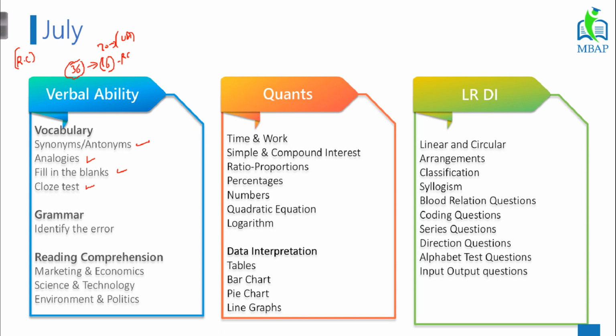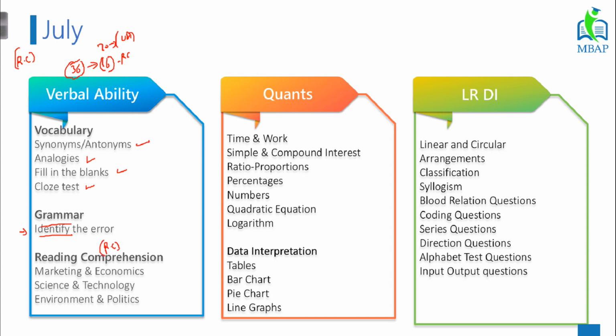In grammar, there are two sections. One of the sections which I want you to touch upon in the month of July is identifying the error. There are sentences and you would have to spot where the error is. Follow only this much for the verbal ability section. Now we'll discuss what is important on the level of reading comprehension.